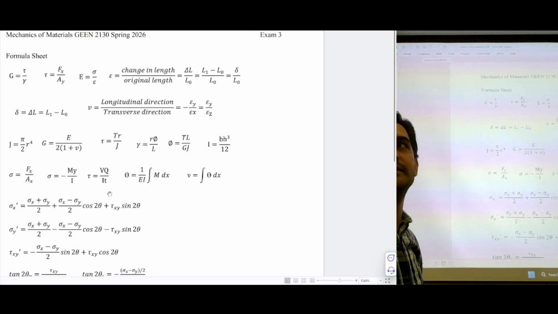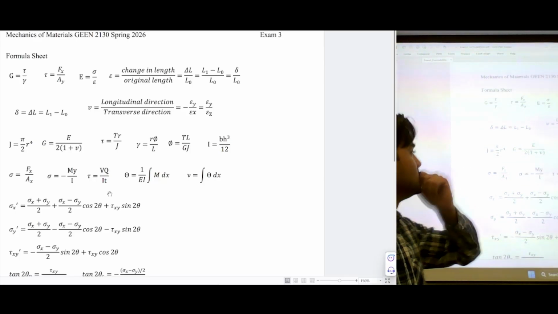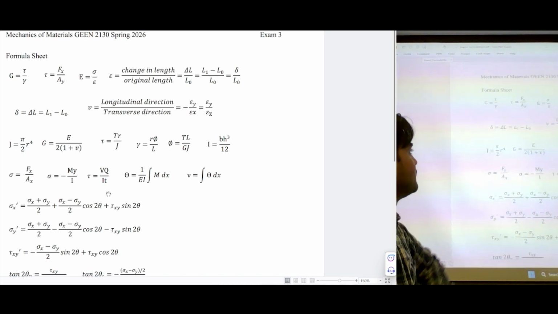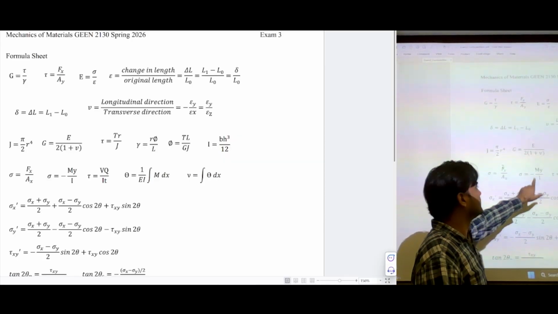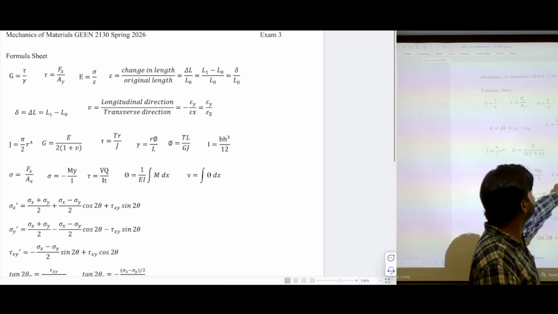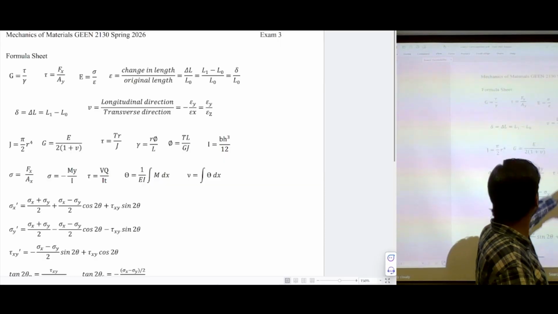So in the exam, I will give you a beam or some member. So you have to extract the stress element for yourself. For that you need the stress formulas. If it's a normal force, you need this formula. If it's a bending moment, you need this formula. If it's shear force, you need this formula. If it's torsion, you need to calculate stress using this formula.